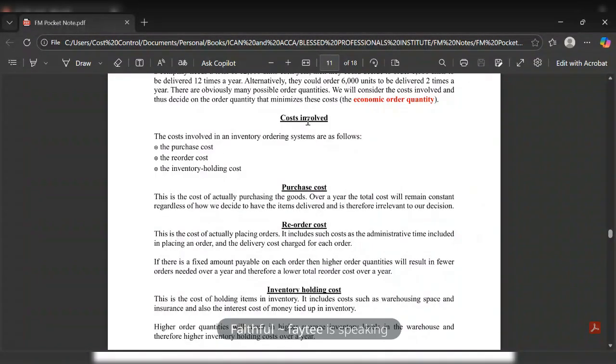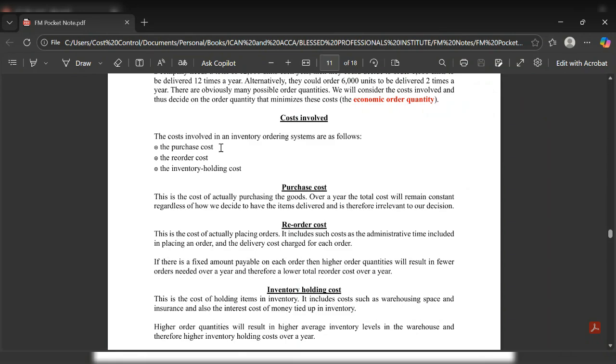Whenever inventory are being ordered in an organization, usually three major costs are incurred. One of those costs is the purchase cost. Of course, whenever you want to buy an inventory, for instance, we want to buy the body parts for those machines we want to manufacture, we will always pay for the purchase of those raw materials. That is one cost that will always be incurred whenever inventory are being ordered.